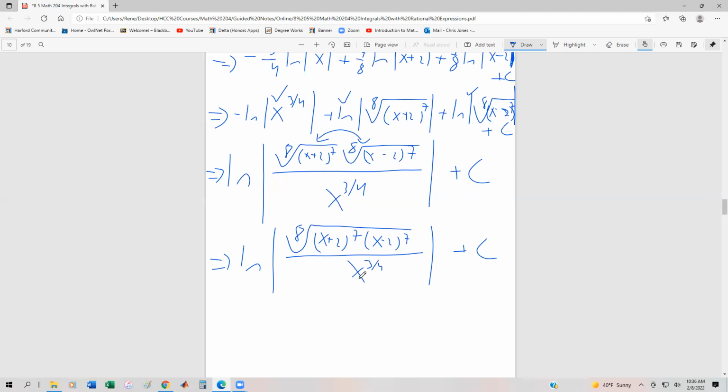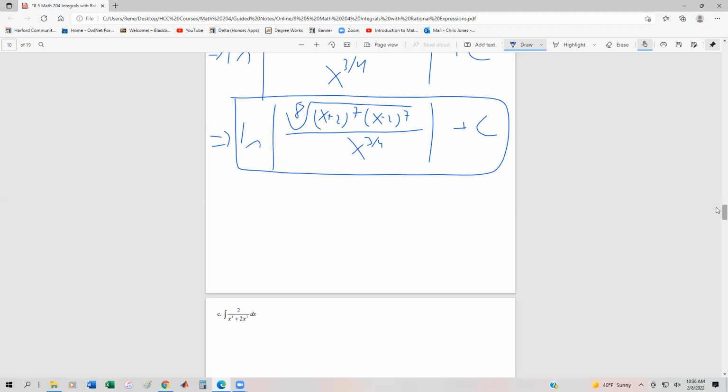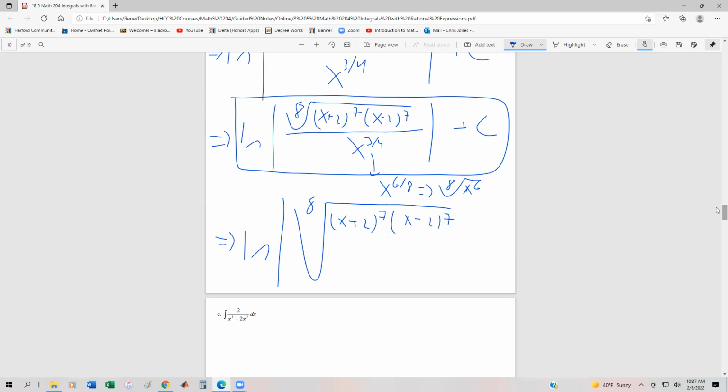Another possible answer could be if you get a common denominator for this x to the 3/4 and an 8th root. This is probably the answer that they might want, but I'm just showing you one other possible answer. If this were to be written as x to the 6/8, you could write that as the 8th root of x to the 6th. Then finally, you could rewrite this as the ln of one big 8th root of x plus 2 to the 7th, x minus 2 to the 7th, divided by x to the 6th, plus c.